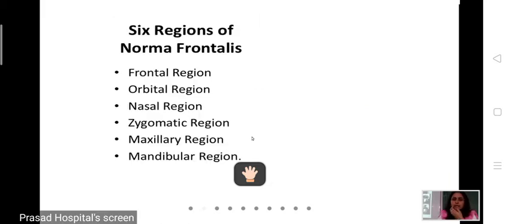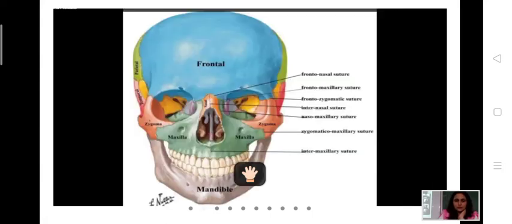For the detailed study in norma frontalis, we can divide it into 6 regions. The regions are frontal region, orbital region, nasal region, zygomatic region, maxillary, and mandibular region. So this area is called frontal region, mainly formed by the frontal bone. This is the orbital region. This one is zygomatic region. This is maxillary region, and this one is mandibular region.